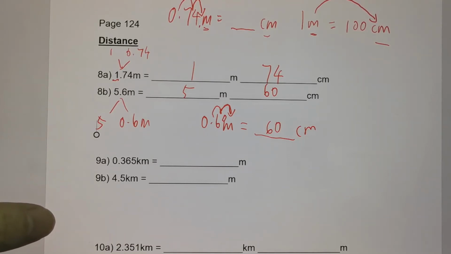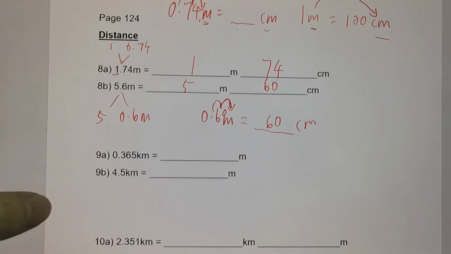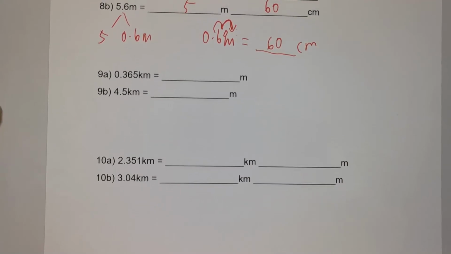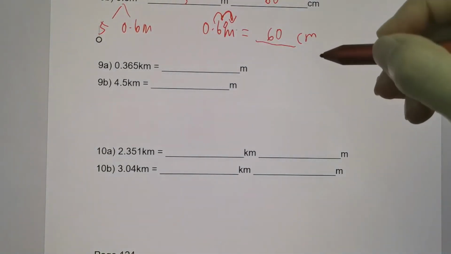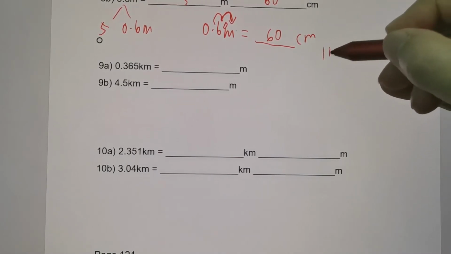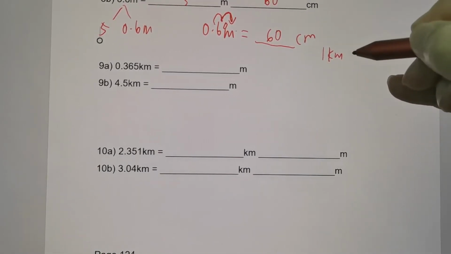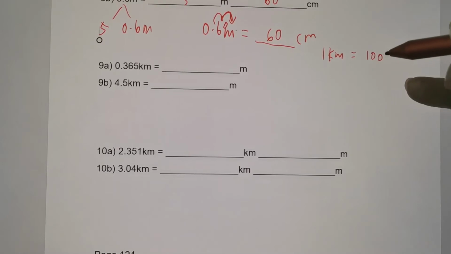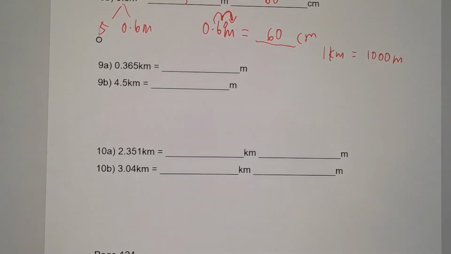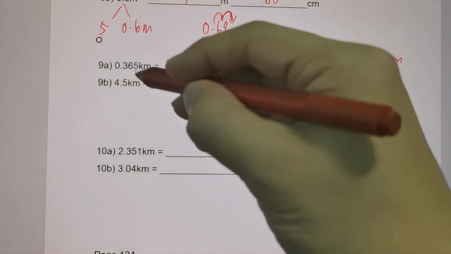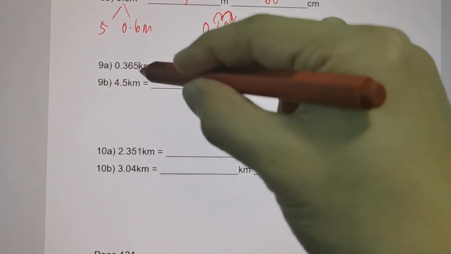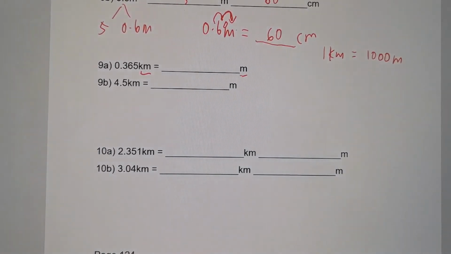Now, 9A, 9B is about kilometers and meters. Okay, let's take a look. Now, this is kilometers and this is meters. Don't forget, everything begins with your conversion. 1 kilometer equals 1,000 meters. Don't forget, you must always make it a habit. And this is kilometers. Okay, this is kilometers, this is meters.